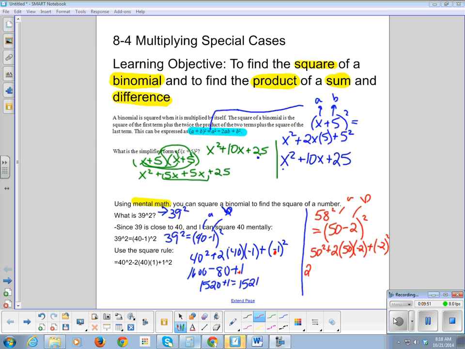So this is 2500. 2 times 50 is 100. 100 times negative 2 is negative 200. Negative 2 times negative 2 is a 4. And then we got 2,500 minus 200 is 2,300. Plus 4 is 2,304.